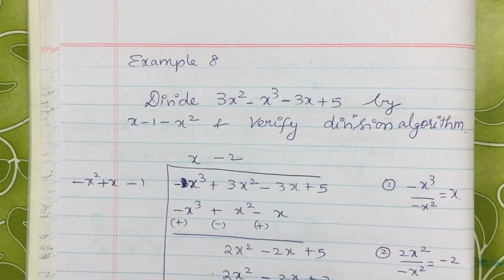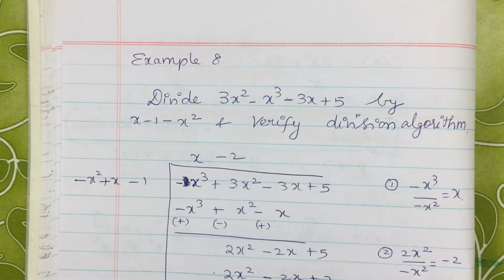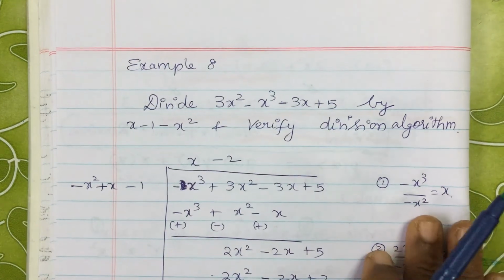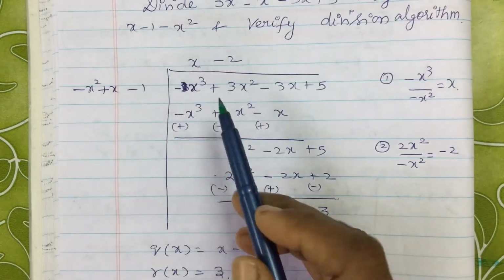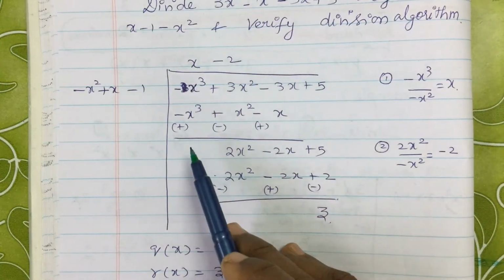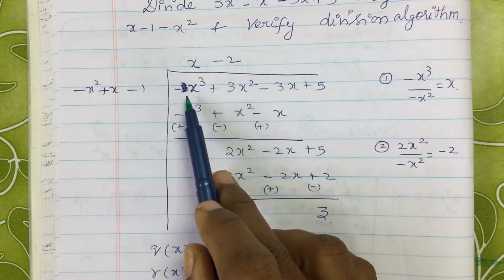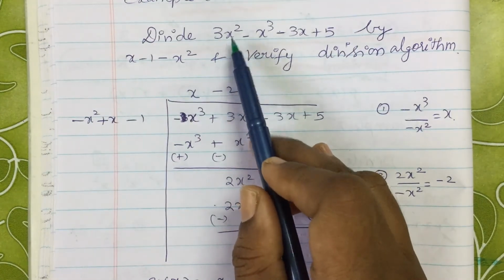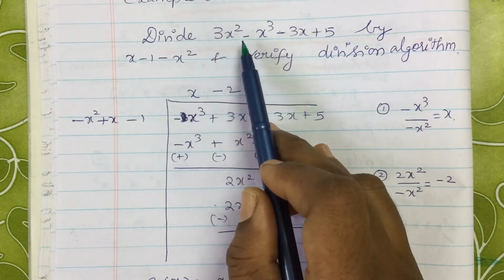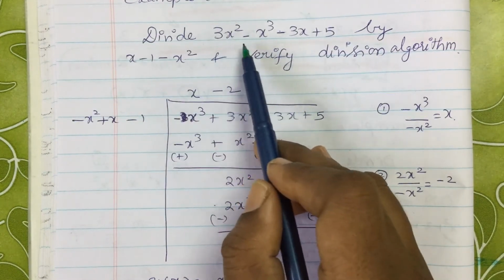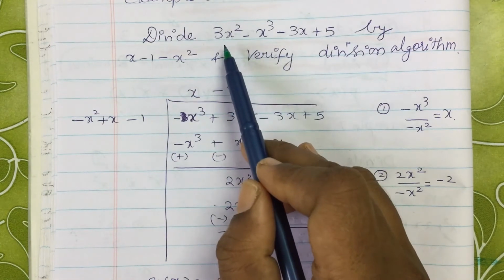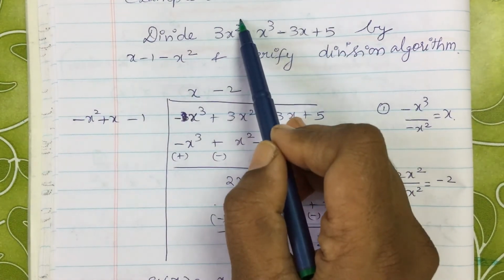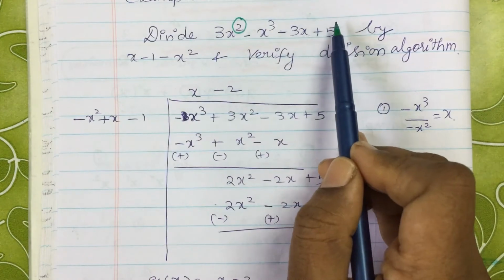And then coming to example 8, divide 3x square minus x cube minus 3x plus 5 by x minus 1 minus x square and verify the division algorithm. Okay, so as usual I'm drawing lines like this, the division part. Then I'm inputting the dividend. So what is your dividend here? If you inspect the powers of each and every term of the given polynomial, it is 3x square minus x cube minus 3x plus 5. So here the power of x is 2 and then 3 and 1, and here it is 0.